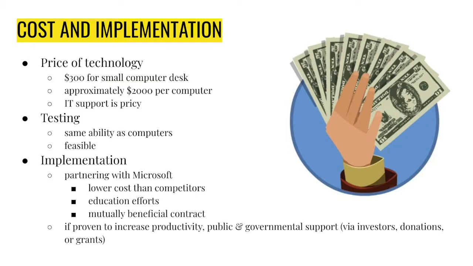Cost and implementation is an important factor in our innovation idea because the majority of our project revolves around technology, and technology tends to be expensive at times. For example, it's $300 for a small flat top computer desk. That's per seat. In addition, the computers that go into those desks will end up being around $2,000, including software and hardware. We also have to keep in mind that IT is a cost, so having IT support on hand will also be a cost to consider.